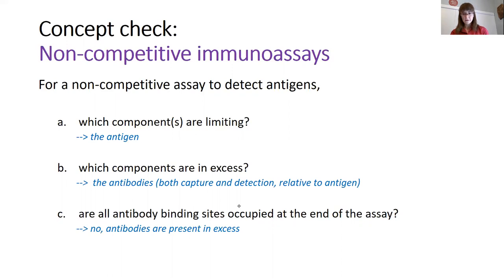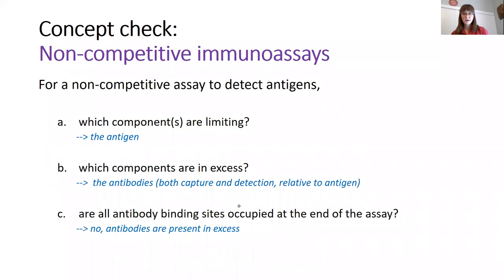All right, and here they are. Again, in a non-competitive assay, it's the antigen that is limiting and it's binding to an excess of antibodies. And that would be for any antibodies in the assay. If there's just one, or if it's a sandwich assay, then you have both capture and detection. So all the antibodies need to be in excess compared to the antigen. And then at the end, because those antibodies are in excess, not all the spots are filled.